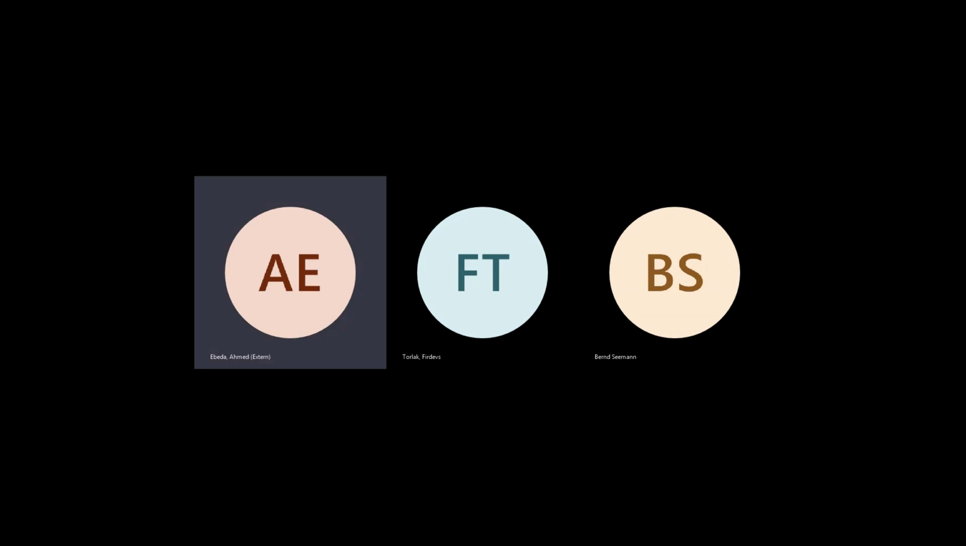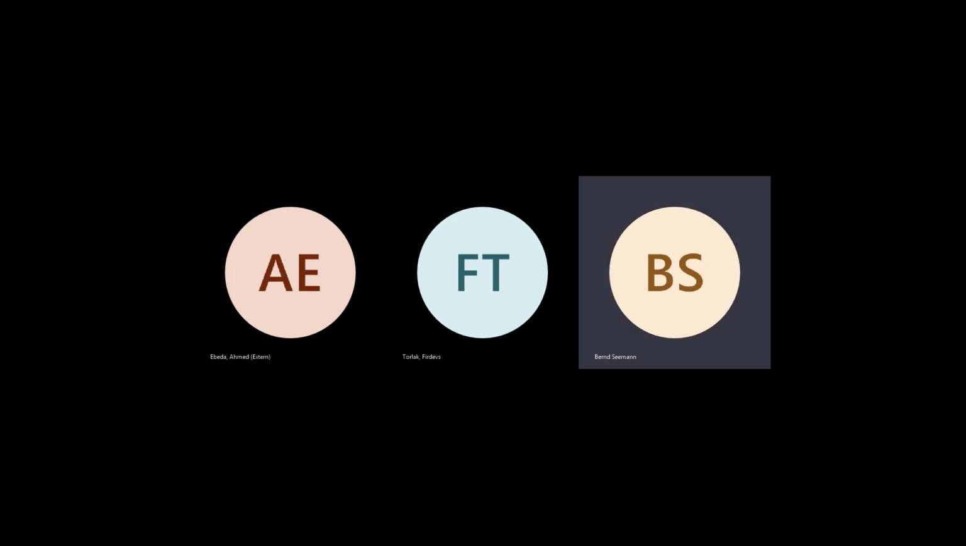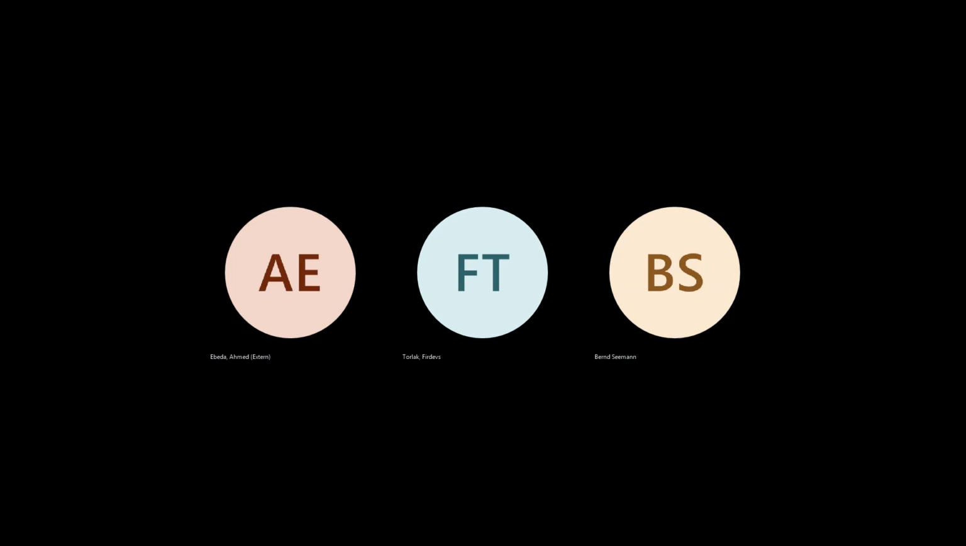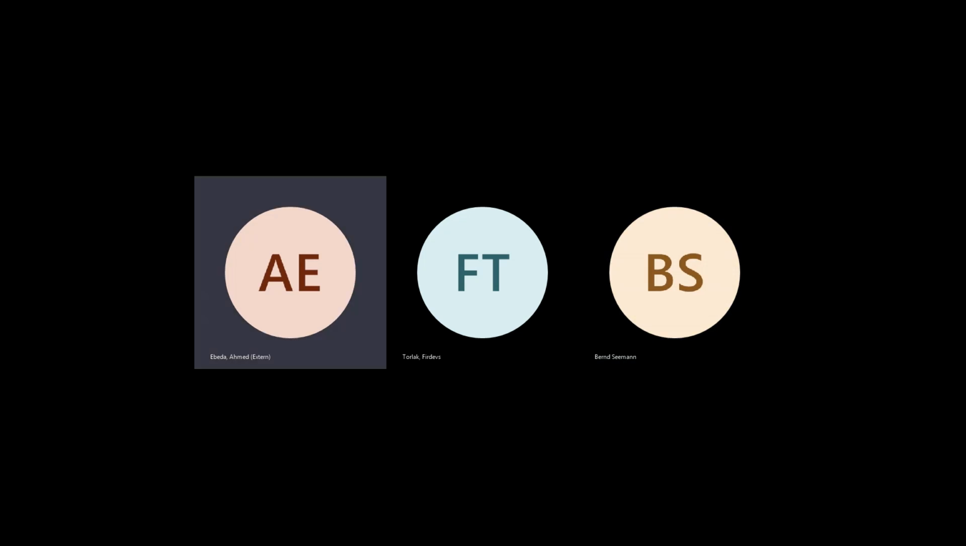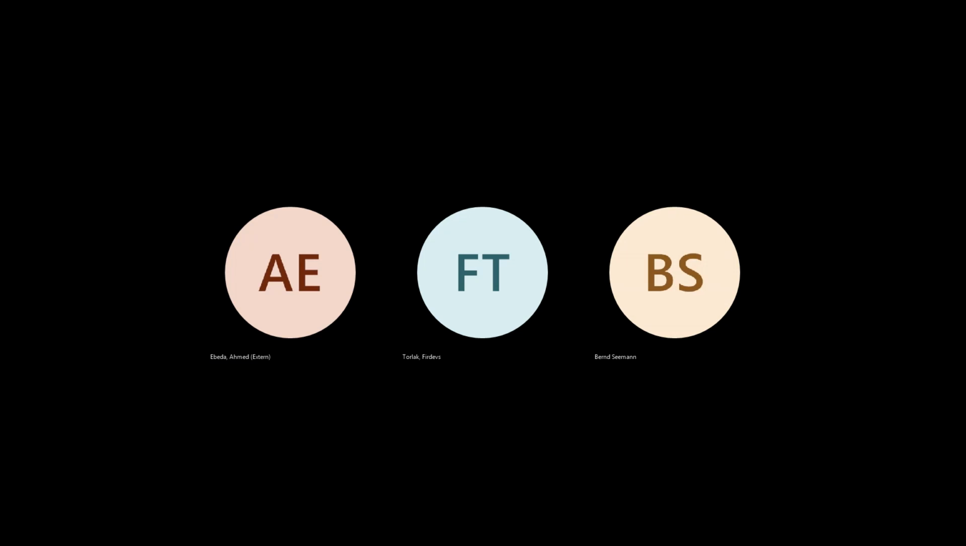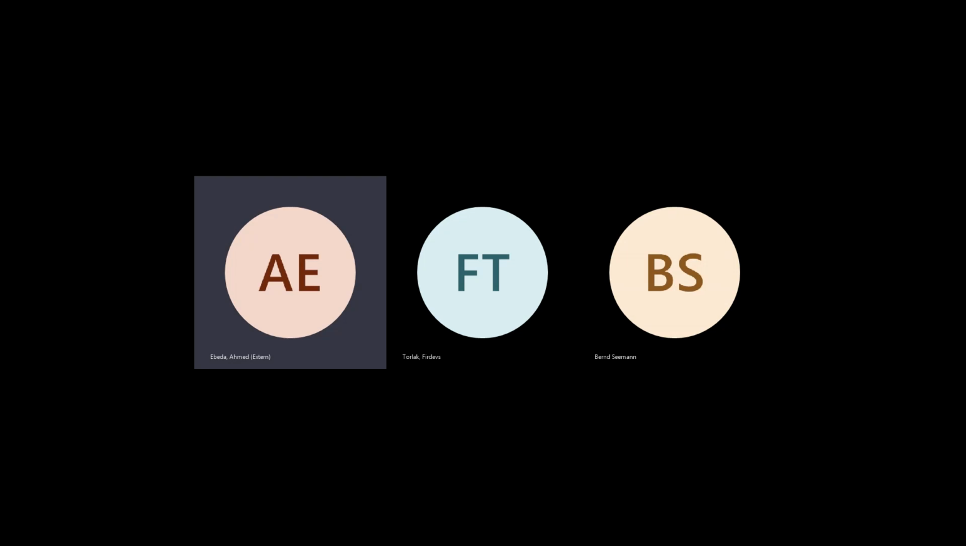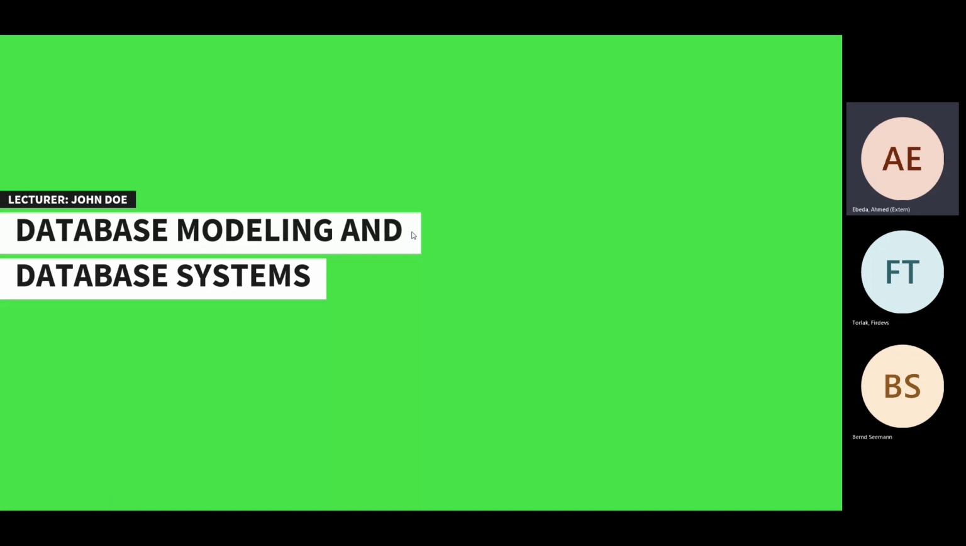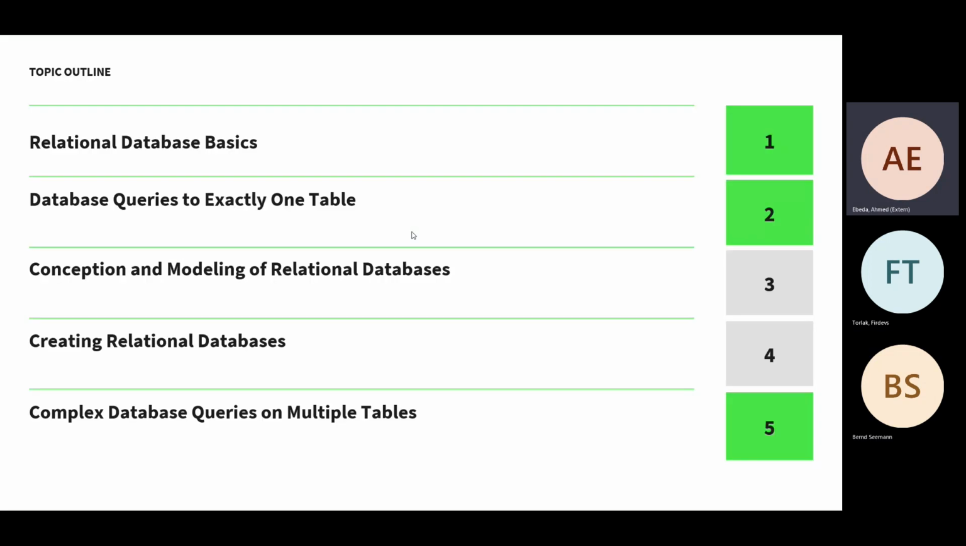Okay, so I hope you can see my screen. Just a second. I'm sharing. Okay, so I think now you can see something. Now it's coming up. Yes. Now it's green. Okay, green arrow is good, like at the traffic lights. Okay, so today: database modeling, database systems.